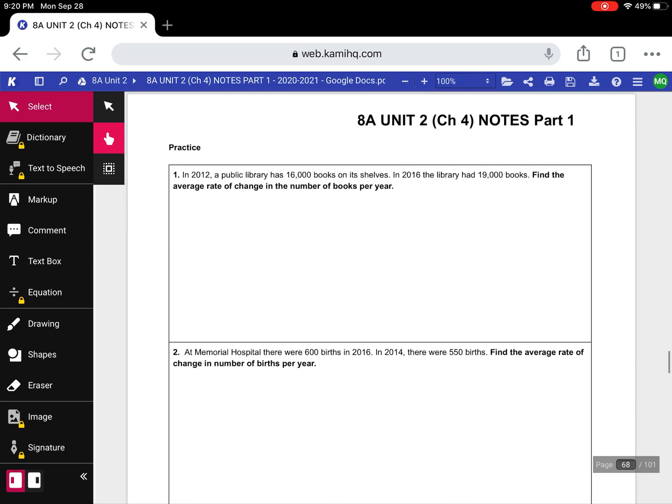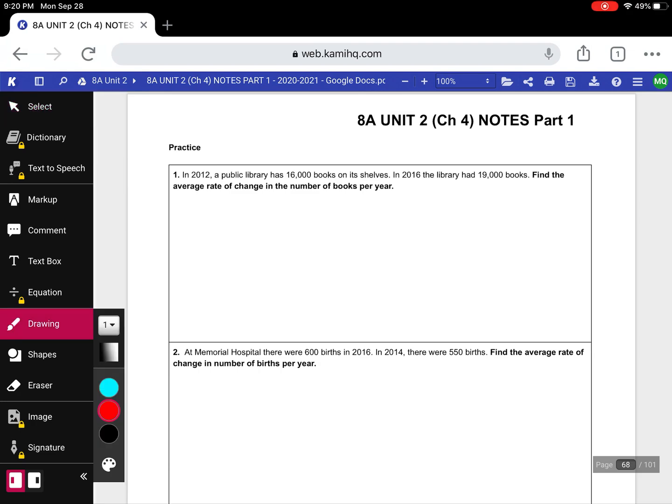Okay, if we look at our practice, I want to look at number 1 here. We have, in 2012, a public library has 16,000 books on its shelves. In 2016, the library has 19,000 books. Find the average rate of change in the number of books per year. Okay, again, word problem, so you're going to see that term rate of change. We're just looking for our slope.